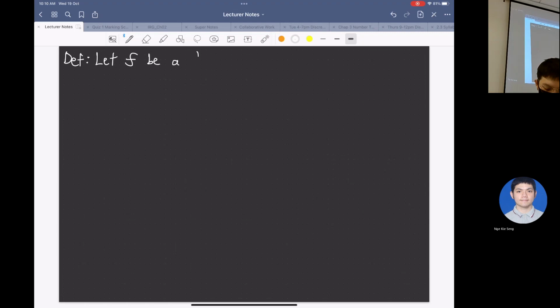A sketch of a graph, as in high school before. We will define what the graph is here. Let f be a function from A to B. The graph of f is the set of ordered pairs.